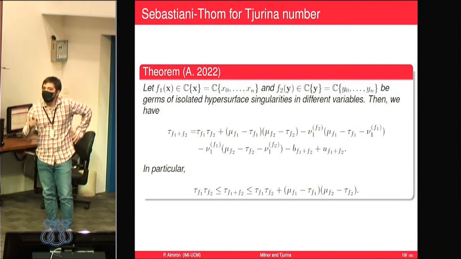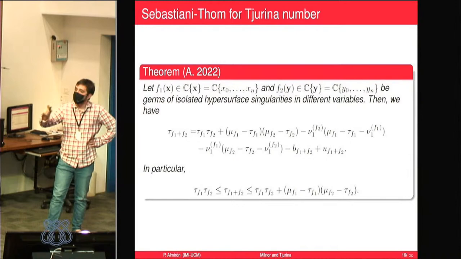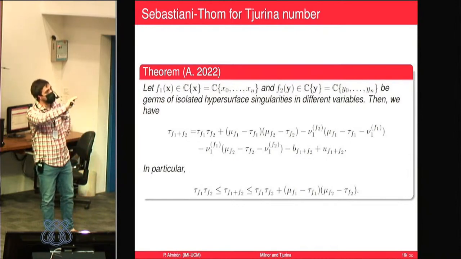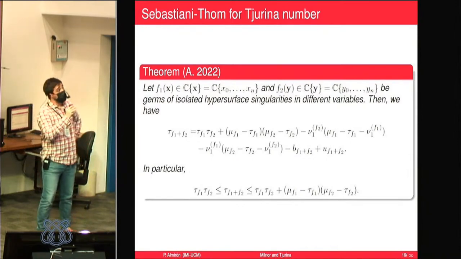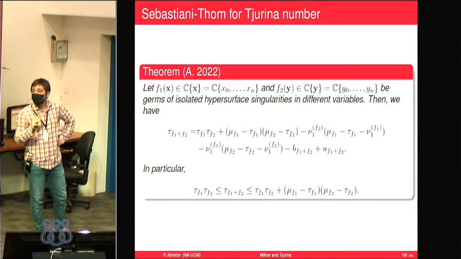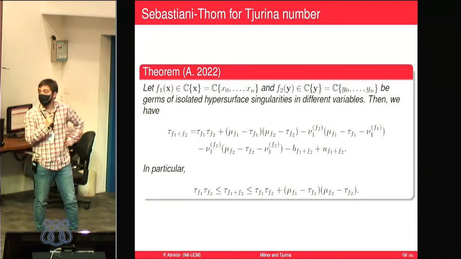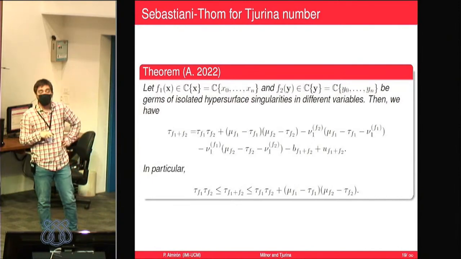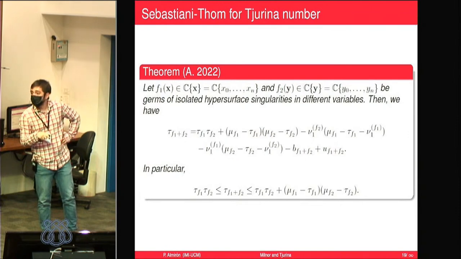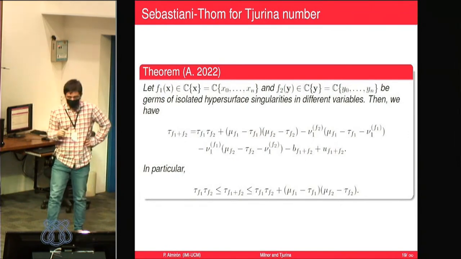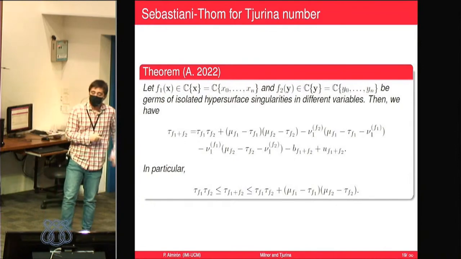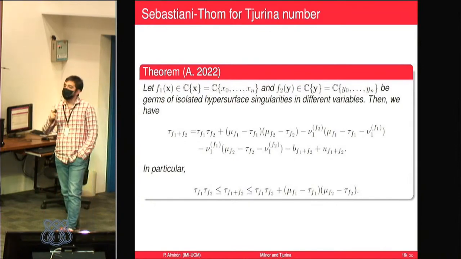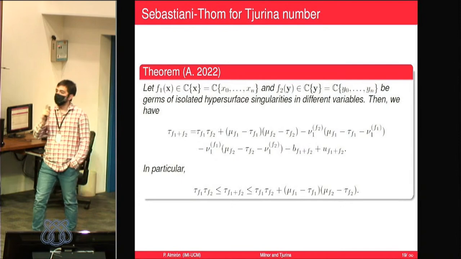However, and I'm very happy about this, we have this sequence of inequalities. The Tjurina number of the sum is bigger or equal than the product of the Tjurina numbers. But better, we also have an upper bound, that is the product of the taus plus the product of the differences of mu and tau. Moreover, and this is very good, these bounds are sharp.